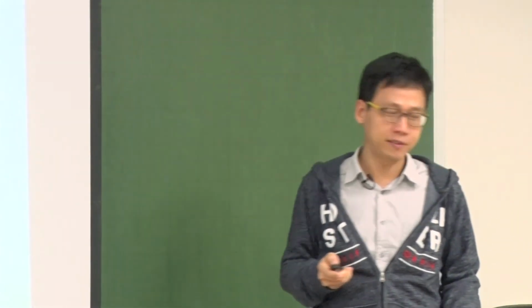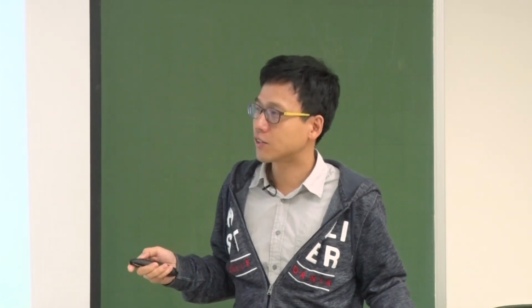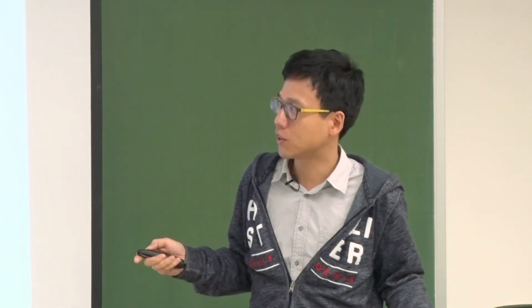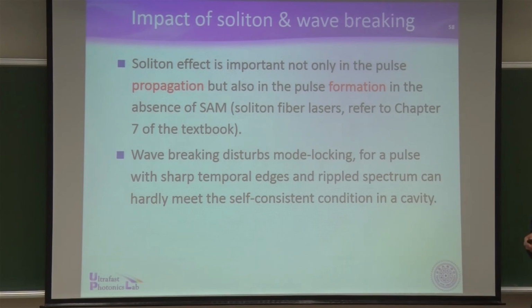How about wave breaking? It's detrimental, it's harmful because it will disturb mode locking. Okay? So if you design a laser, you will try to prevent wave breaking from happening. What happens if wave breaking occurs? You will get trouble because the signatures of wave breaking is 1, you will have square pulse in the time domain, very sharp edges, right? 2, you will have rippled spectrum in the frequency domain.